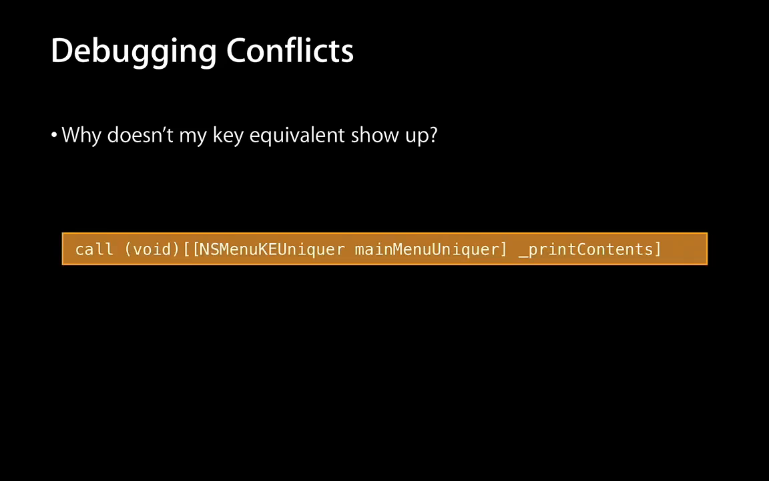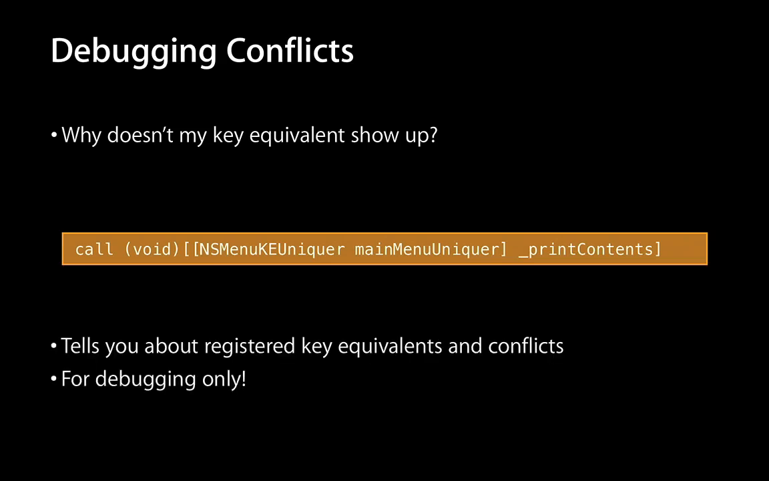So debugging. Often, as I said, you'll set a key equivalent, and then it doesn't show up. You know, where did it go? Well, another menu item has it, but where? How do you find out? Well, this is an important enough question that we'll share a bit of NSMenu's internals. Here it is. You can actually access the uniquing properties, the main menu uniquer, and print out its contents to figure out, OK, which menu items have which key equivalents registered. This is, of course, for debugging only, because absolutely this is going to change in the future. Hopefully it'll become easier. But for now, this is a powerful way to solve this problem.